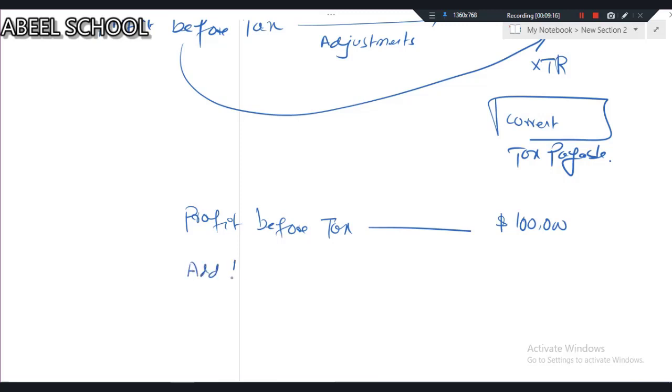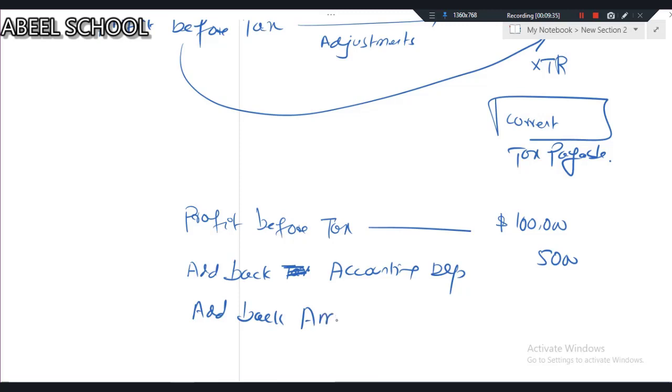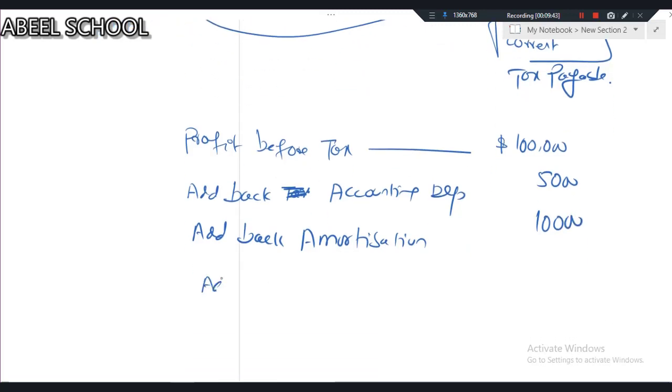Simply add back accounting depreciation, because tax people don't accept accounting depreciation. Assuming it is 5,000. You need to add back accounting amortization if you have. Assuming 10,000. You need to add back impairment loss because tax people don't accept impairment loss as an expense. Assuming 5,000.